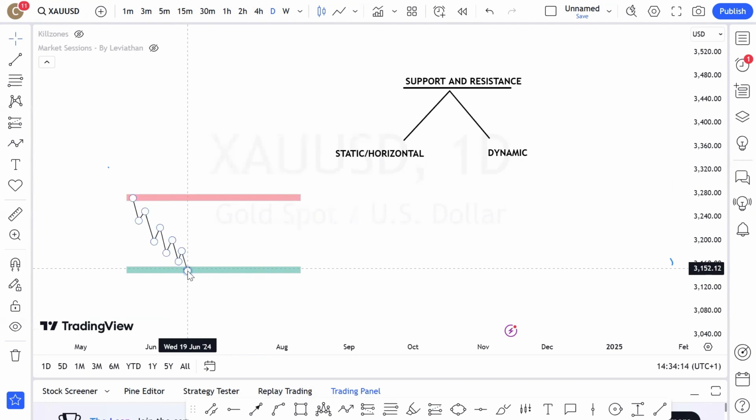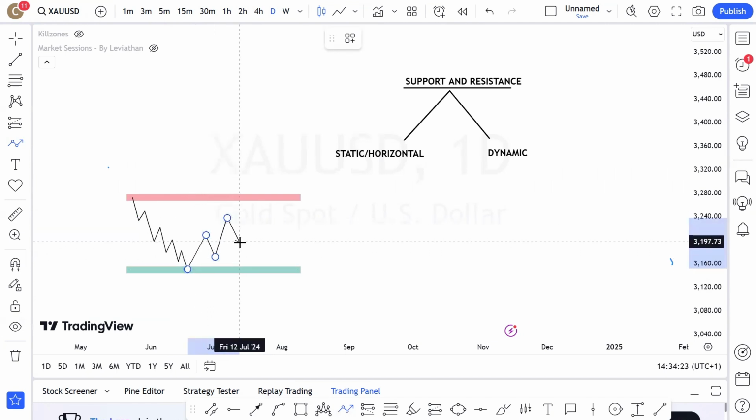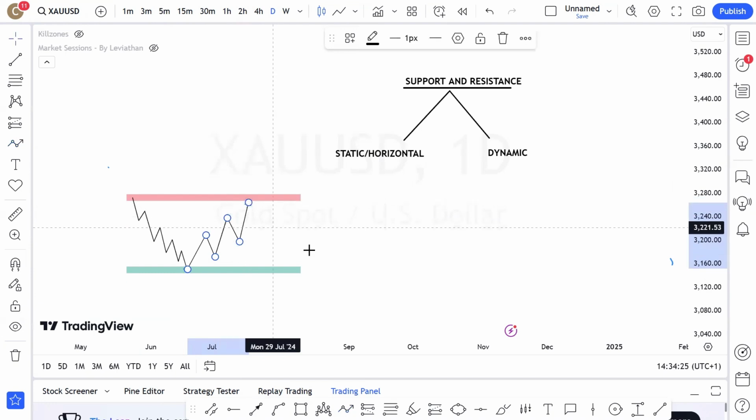So we're going to be looking for reasons to buy from here. I will expect this market to continue to go up, right? From here, after that, till it gets to this resistance where our TP will be.